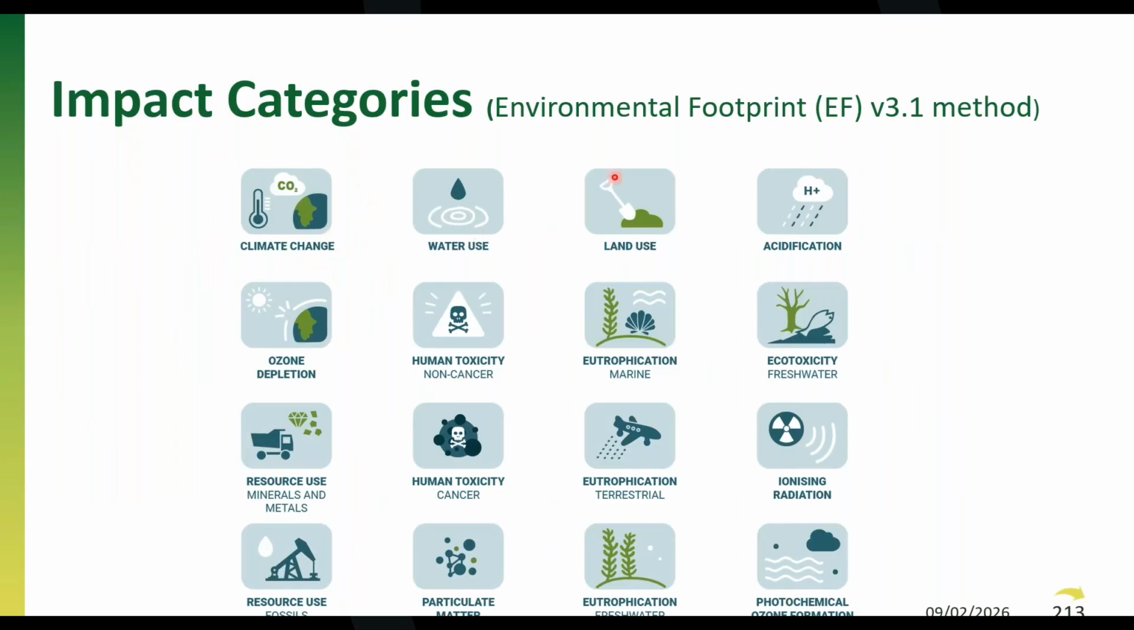But you also have water use, land use, acidification, ozone depletion, human toxicity, eutrophication, ecotoxicity for freshwater, human toxicity cancer. We have resource use, fossils and minerals and metals, particulate matter, freshwater eutrophication, terrestrial eutrophication, ionizing radiation, and photochemical ozone formation. So this is quite a large panel of environmental indicators that are tested here.